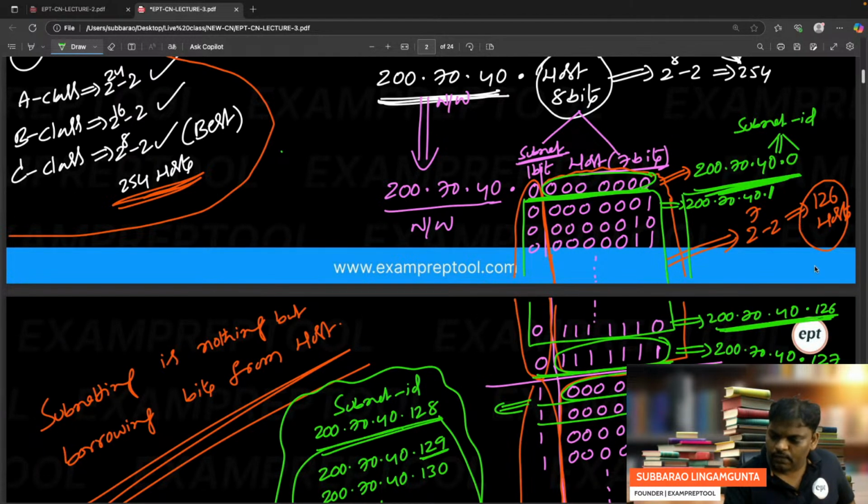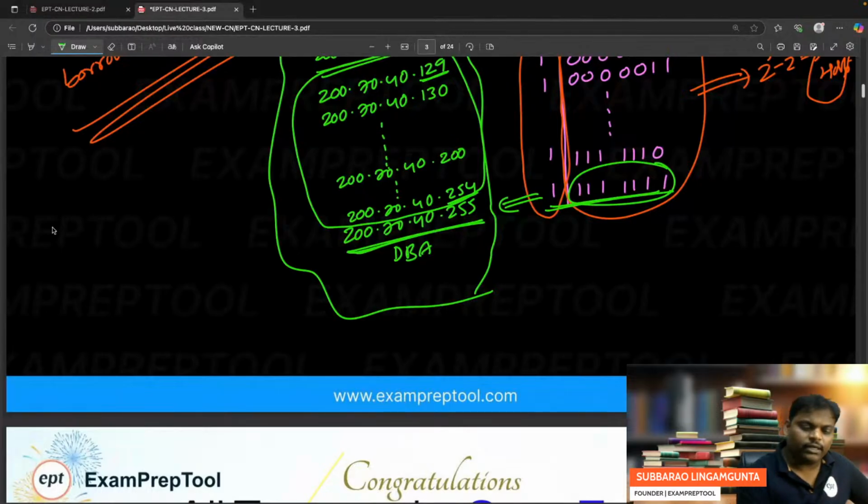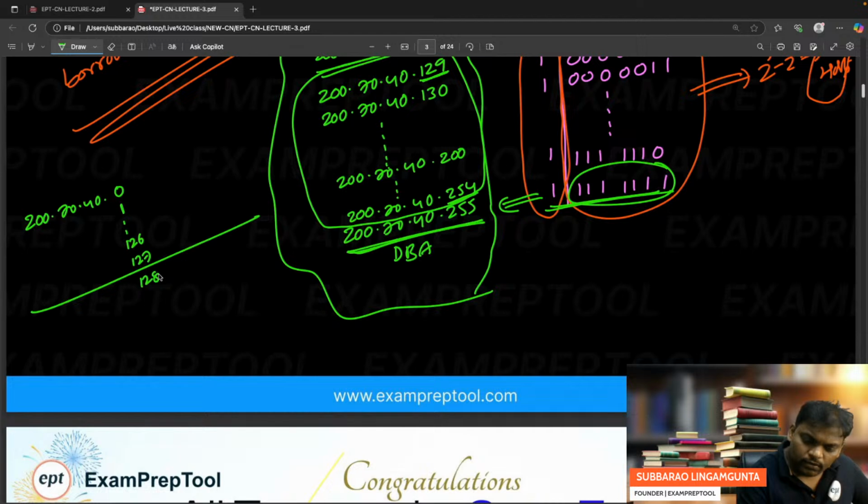This is the DBA. So be careful. I am writing now, those people who are confused. See this one. 200.70.40, initially 0, 1, and so on, 126, 127, then 128, 129, up to 254, 255. Remember, the network part is the same. Don't think much. Network part same.